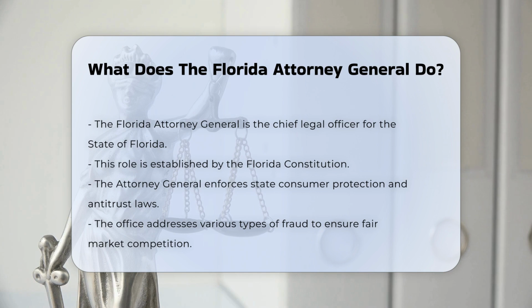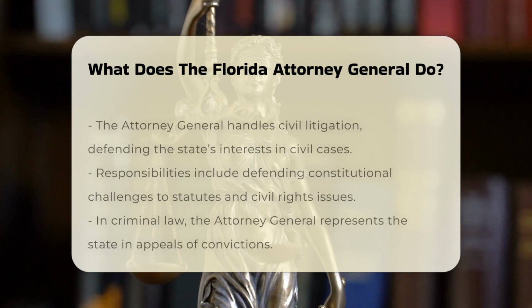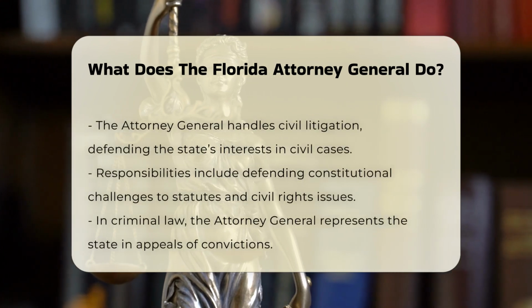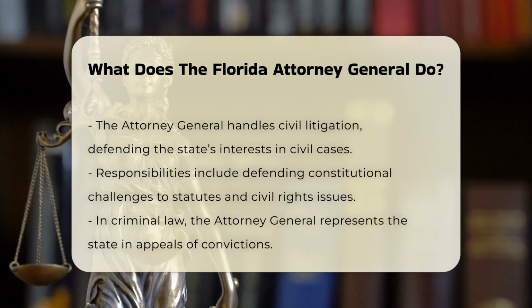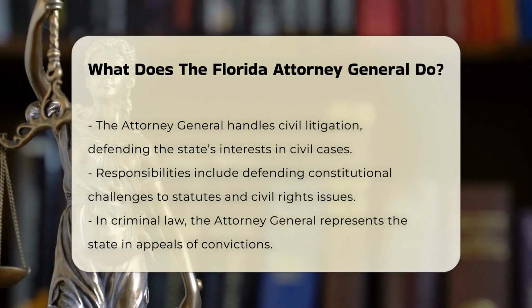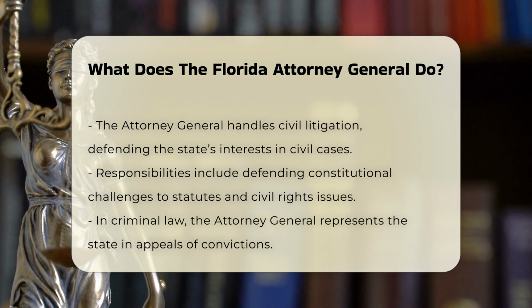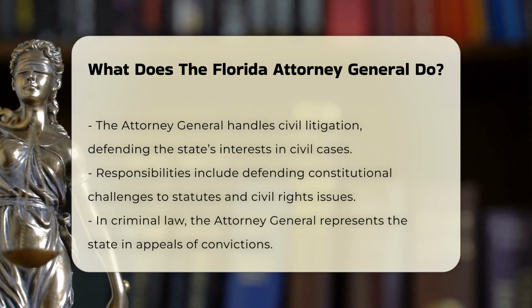One of the primary roles of the Attorney General is to enforce state consumer protection and antitrust laws. This includes addressing various types of fraud and ensuring fair competition in the market. The Attorney General also plays a crucial role in civil litigation, defending the state in civil cases to protect its interests. This includes handling defense of constitutional challenges to statutes, civil rights, employment discrimination, and other civil matters.